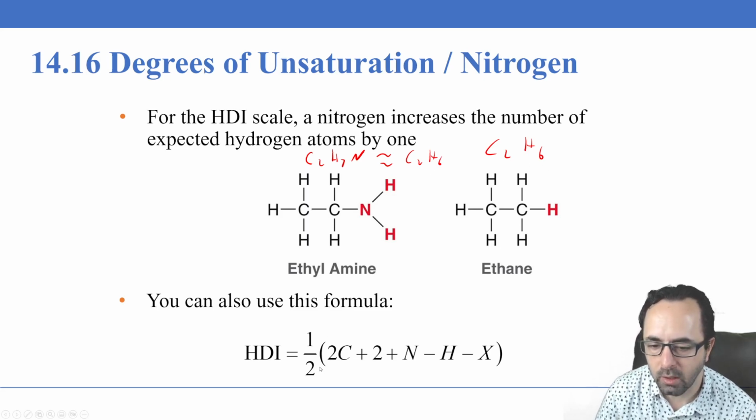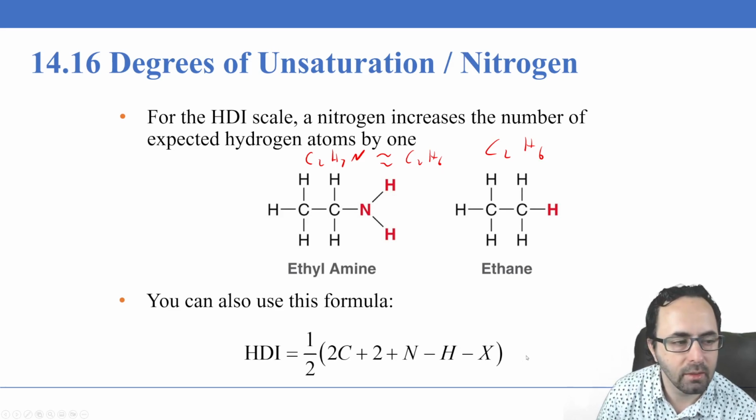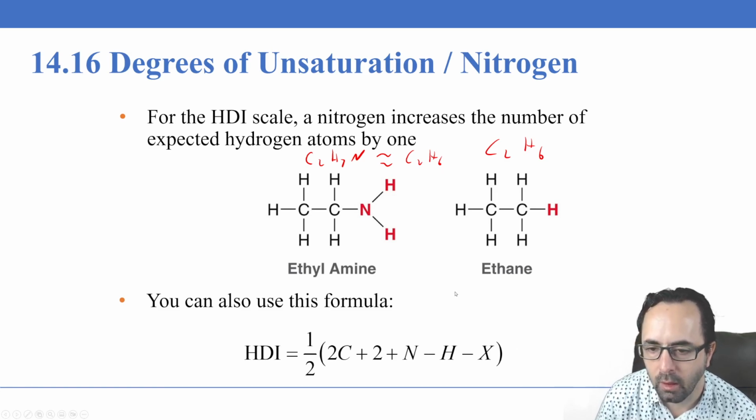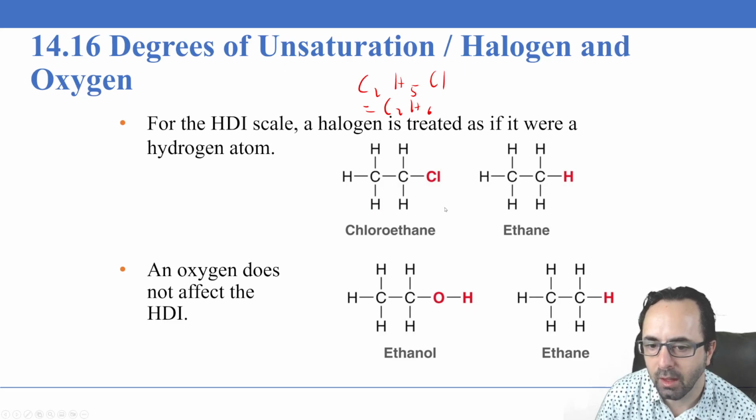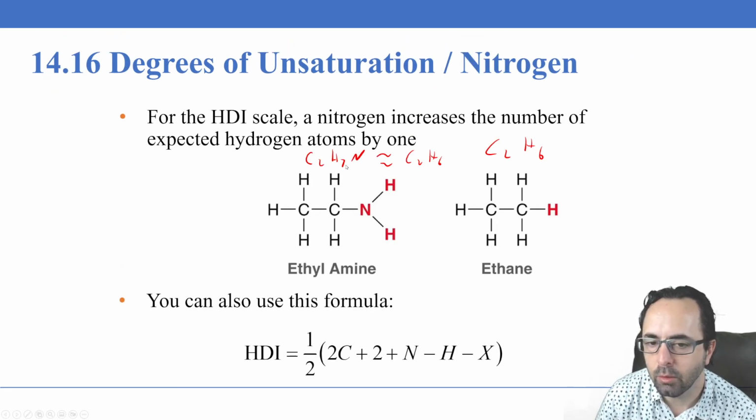Or you can use this formula, which I do provide to you. The degrees of unsaturation will be 1/2 times 2 times the number of carbons plus 2, plus the number of nitrogens, minus the number of hydrogens, minus the number of halogen atoms. If it's 0, then it's completely saturated. If it's 1, then you have 1 degree of unsaturation, and so forth. I don't use this formula though. I do it this way: I just replace the halogen atom with a hydrogen, I ignore the oxygen, and I remove 1 hydrogen for every nitrogen, and then compare to the saturated hydrocarbon. That's the way I do it.